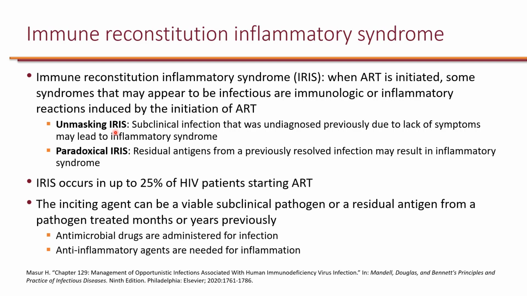We just didn't know about it because of lack of symptoms. Another one is called paradoxical IRIS. This is basically in someone who used to have an infection, but the infection is not necessarily there anymore. But the residual antigens from that previously resolved infection might be circulating in the body, and once you start ART and these CD4 cell counts go up, the body will have a response to it. So these are important to keep in mind in someone with CD4 less than 200.